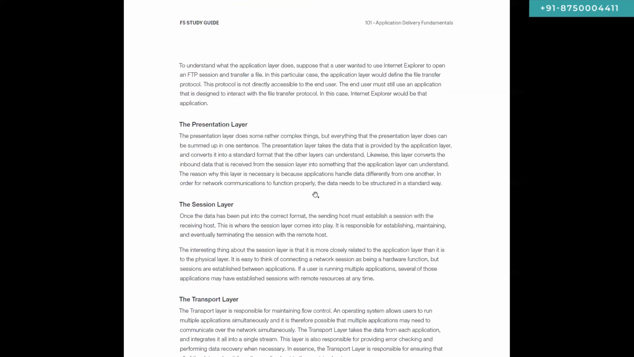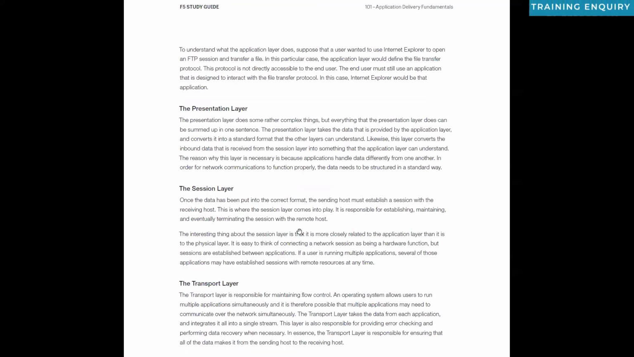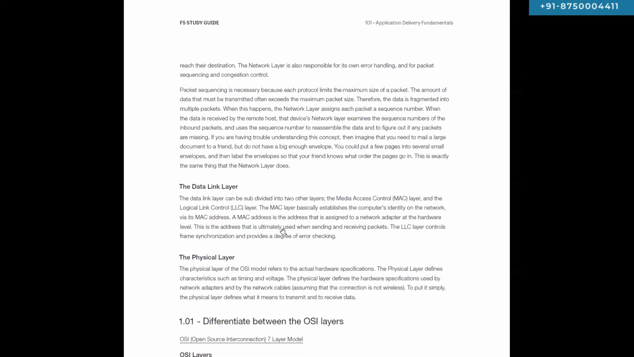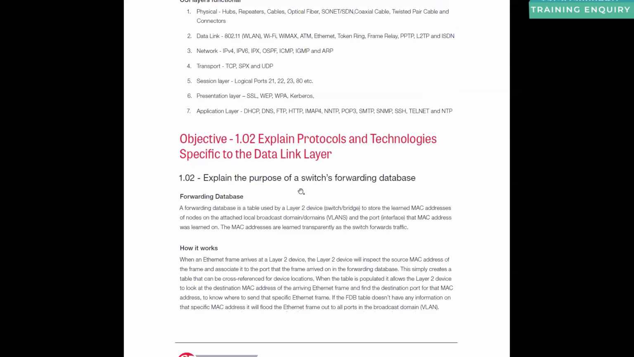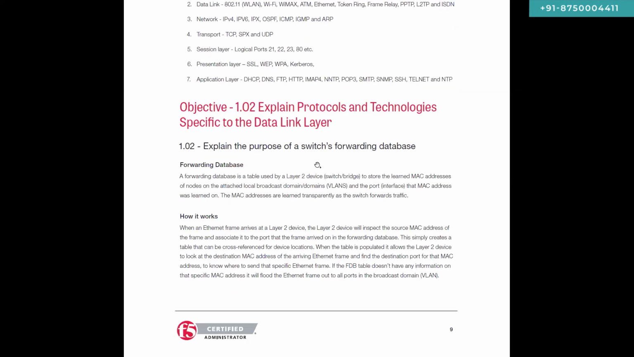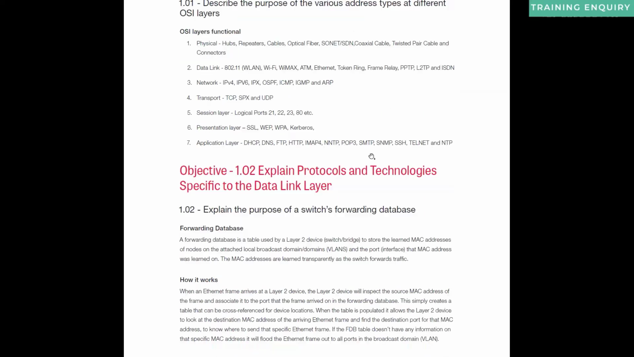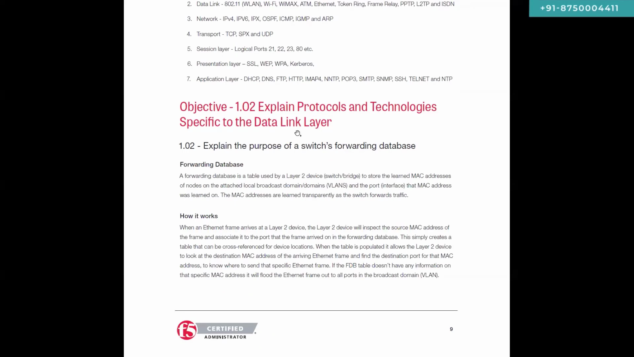So we have the presentation layer, the session layer, the transport layer, and all these layers. I'm not going to cover each one of them independently now. Let's talk about the data link layer directly. I'm not talking about the physical layer, because the physical layer would cover different types of cables, and that's not something that I should cover here. So let's talk about the data link layer.